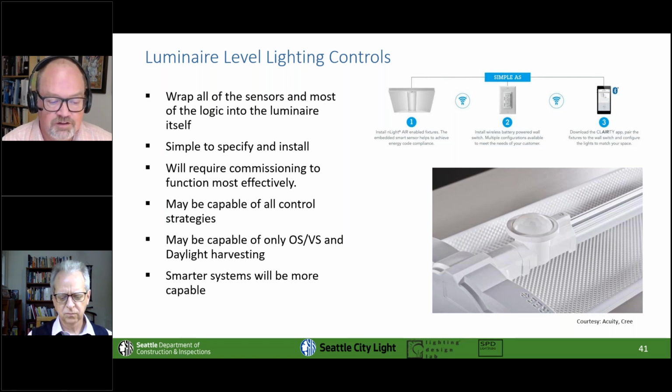So, luminaire level lighting control. Again, that just rolls off the tongue, doesn't it? Unfortunately, unless you've had a couple of drinks already, it might be a little harder.